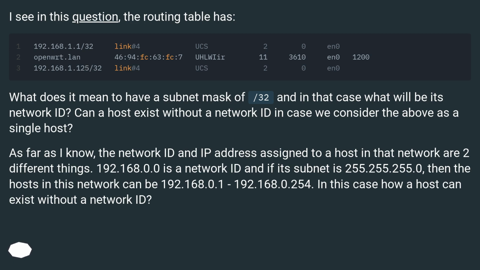192.168.0.0 is a network ID, and if its subnet is 255.255.255.0, then the hosts in this network can be 192.168.0.1 to 192.168.0.254. In this case, how can a host exist without a network ID?